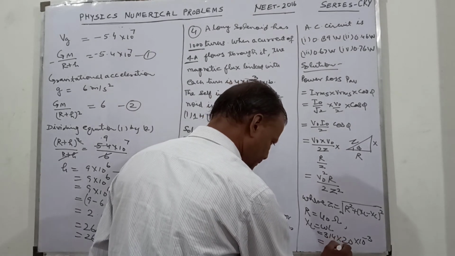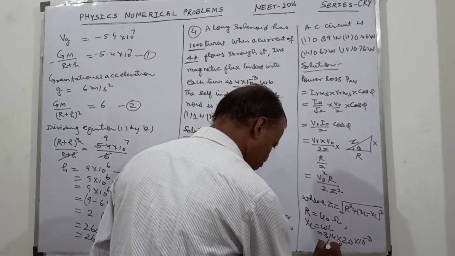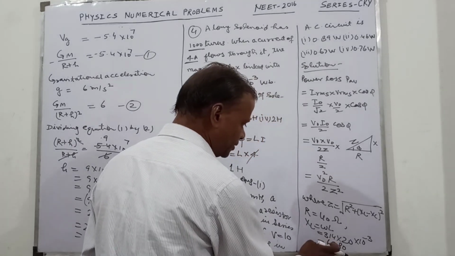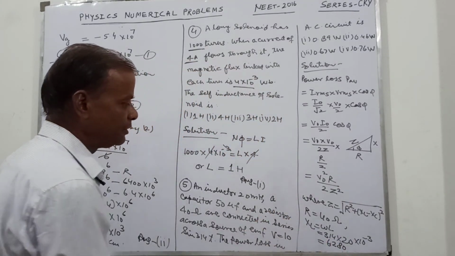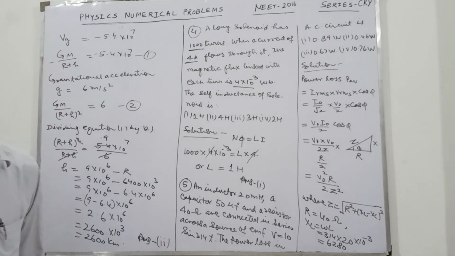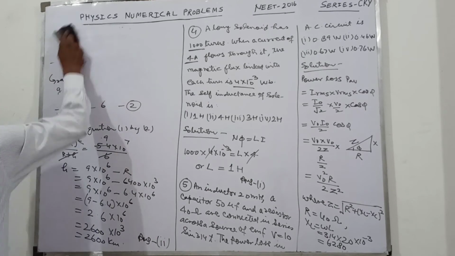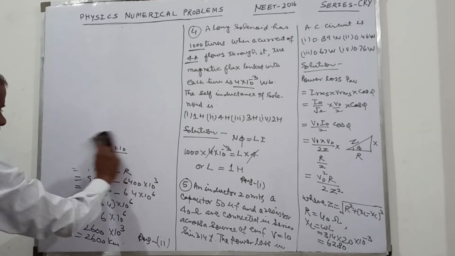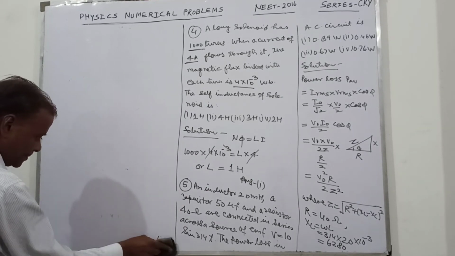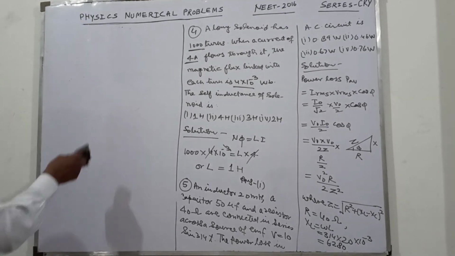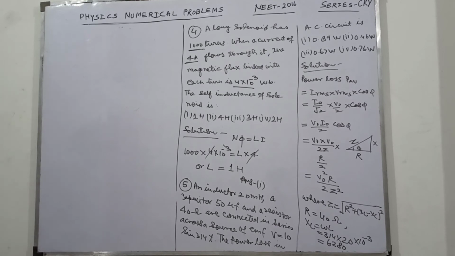So this is equal to 6.280. This is the value of XL. Now then we have to find this XC.